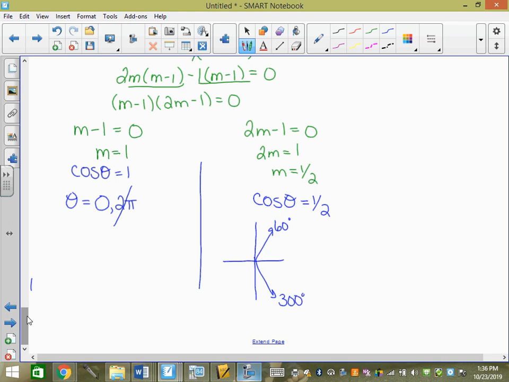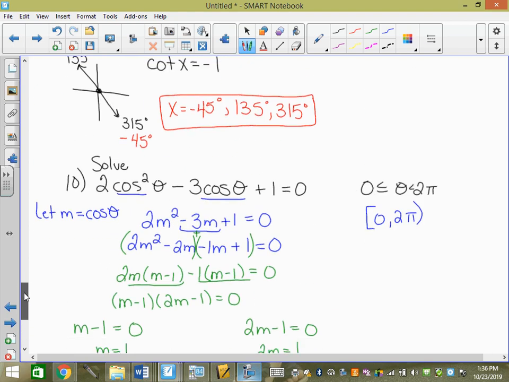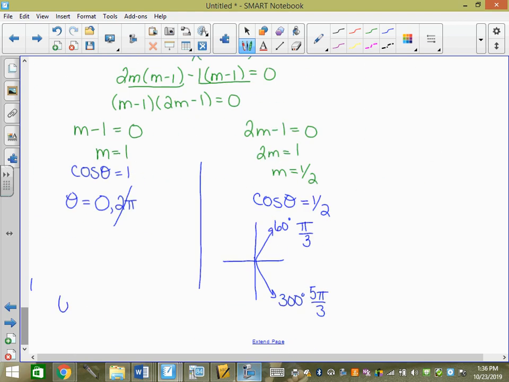Which are great answers. However, wrong because they're not in radians. So pi over 3 and 5 pi over 3. So when I go to write my solution, I check what my variable is in the very beginning. Oh, it's theta. Theta equals 0, pi over 3, and 5 pi over 3.